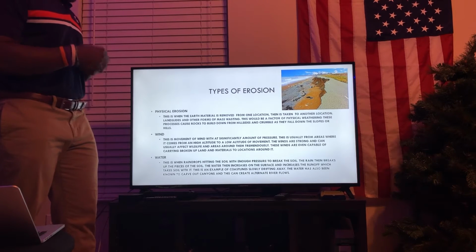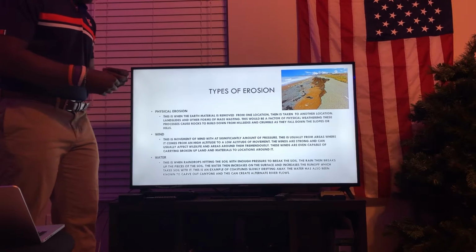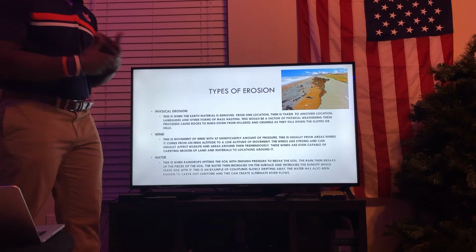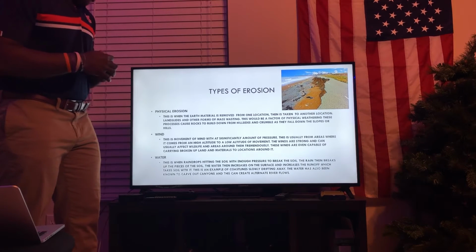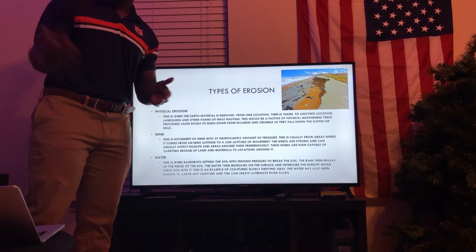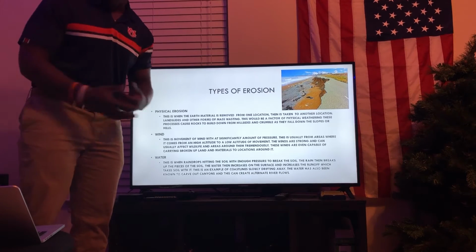Another erosion is water. This is when raindrops hitting the soil with enough pressure break down the soil and other particles. The water then increases on the surface as well as spills over and increases the runoff, which takes away the soil with it. This is an example of coastlines slowly slipping away. So like at beaches, your coastlines, your sand particles are slowly slipping away because the waves keep hitting the banks and just slowly slipping away.